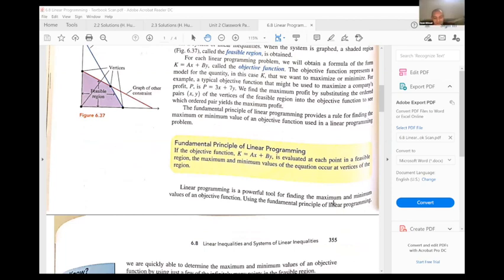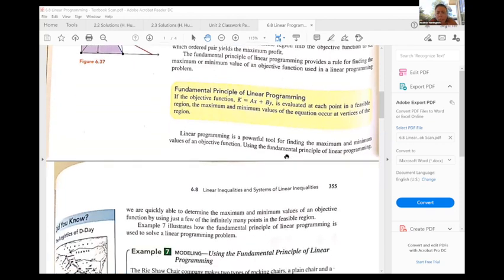Okay, so the objective function represents whatever we're trying to maximize or minimize. It could be you're maximizing profit, you're minimizing losses. You could be trying to minimize the number of hours that people have to work for you or something. You could be maximizing, what else? The output of the number of shirts you make or something. So the objective function is the thing that you're trying to minimize or maximize.